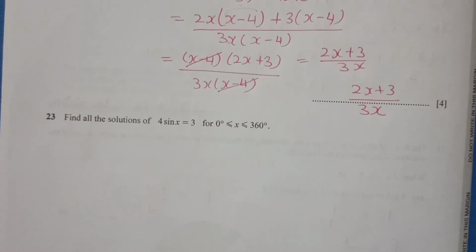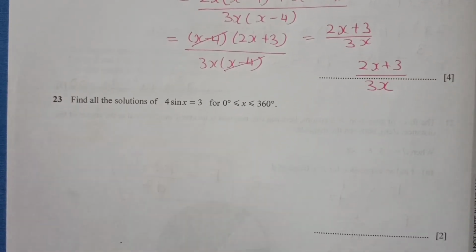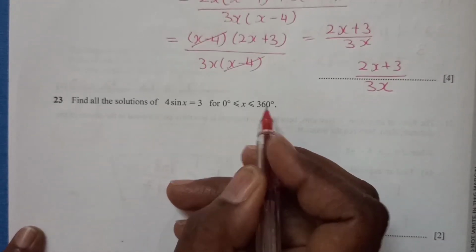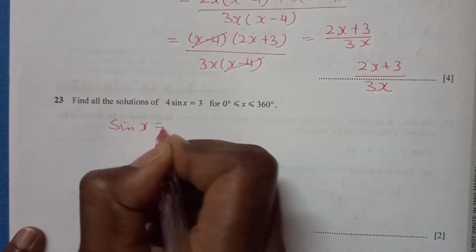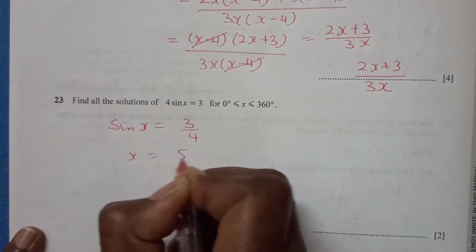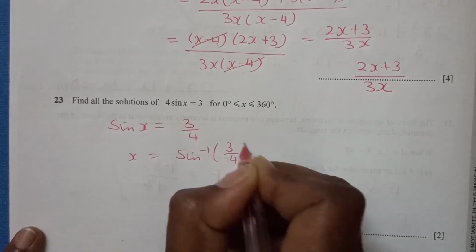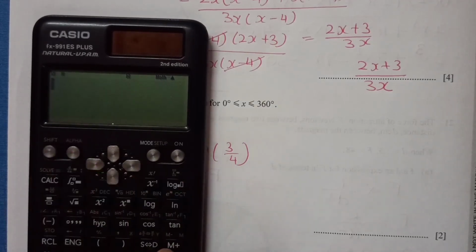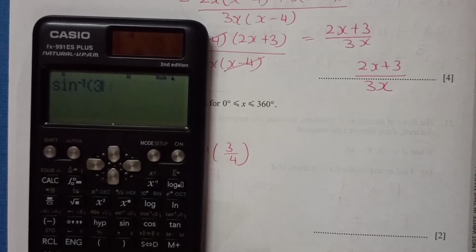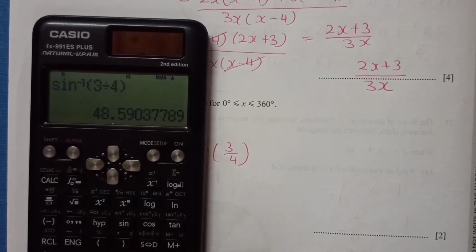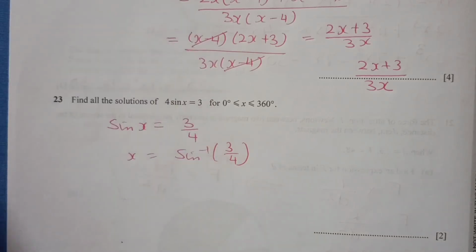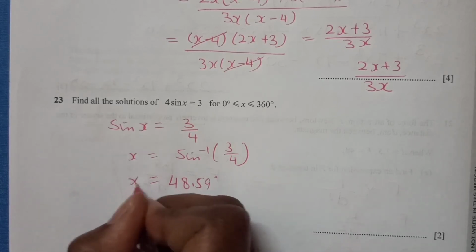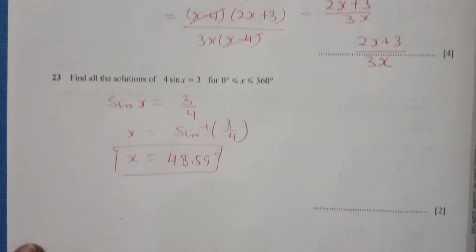Now question number 23, find all the solutions of 4 sin x equals 3 for x between 0 and 360. So now we have sin x will be 3 over 4. So x is sin inverse 3 over 4. So let's see, sin inverse 3 divided by 4, 48.59. This is 48.59 degrees. One angle is this 48.59.